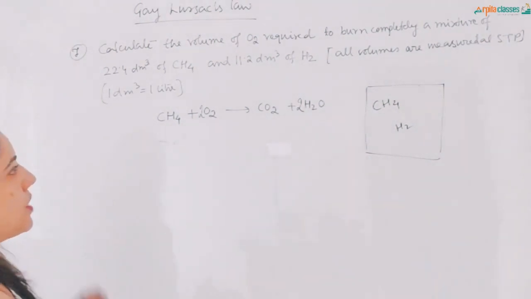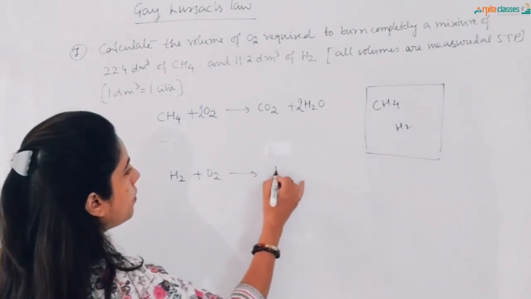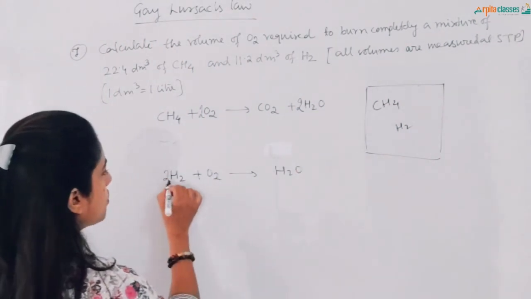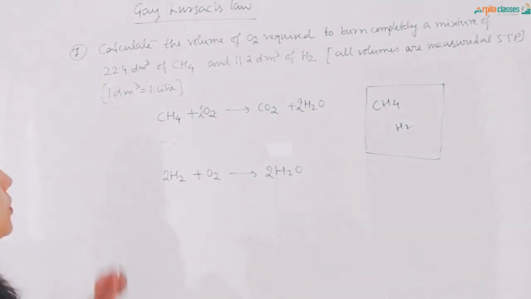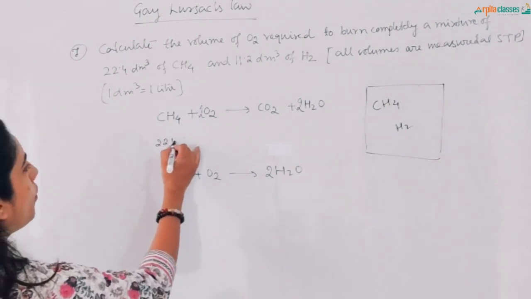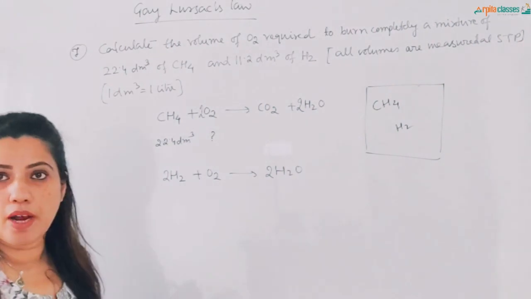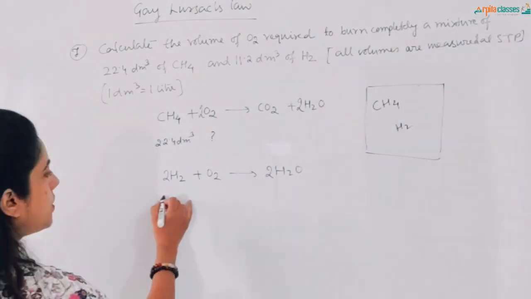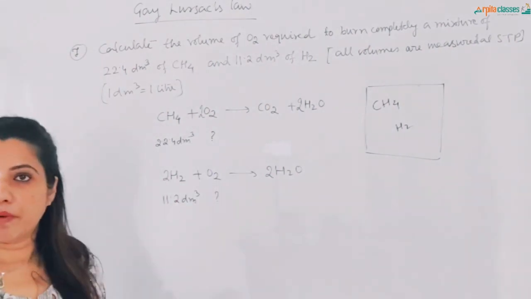Now this is the first reaction, and the second reaction is hydrogen plus oxygen gives you H2O. So this is 2H2 plus O2 gives you 2H2O. So I wrote both the balanced chemical equations. Now they are saying CH4 is how much given? 22.4 dm³ of CH4 is given. For that, how much oxygen is required? We need to find out. And hydrogen is given 11.2 dm³. For that, how much oxygen is required? We need to find out.